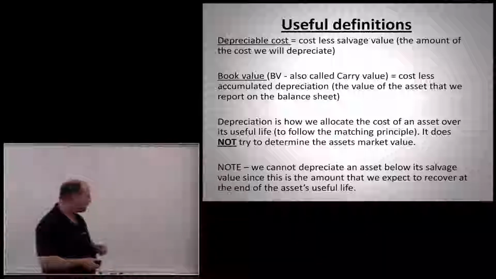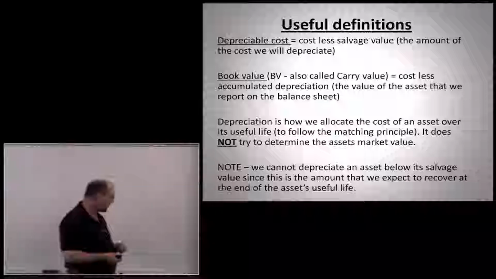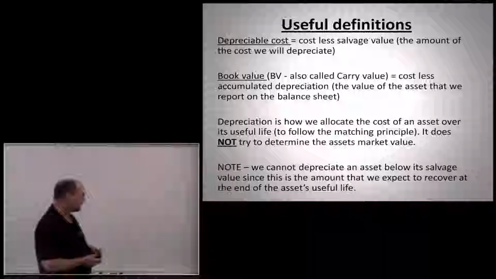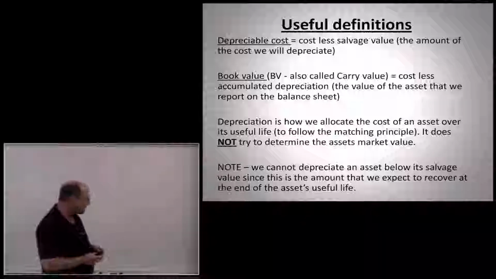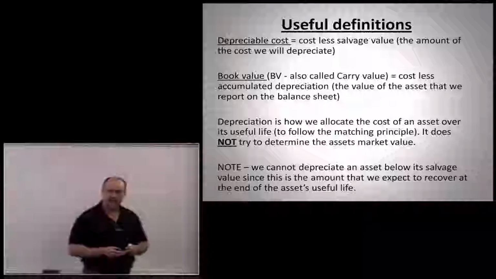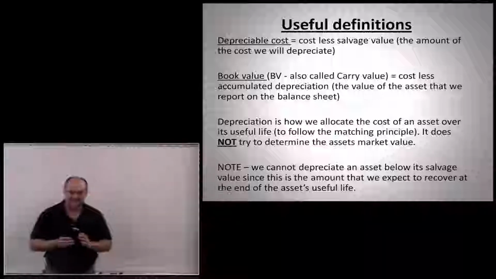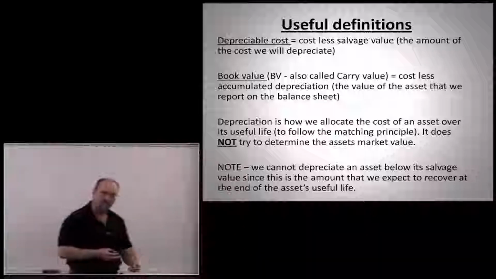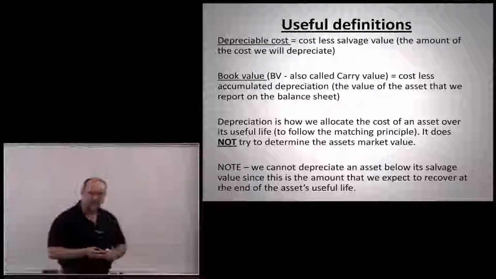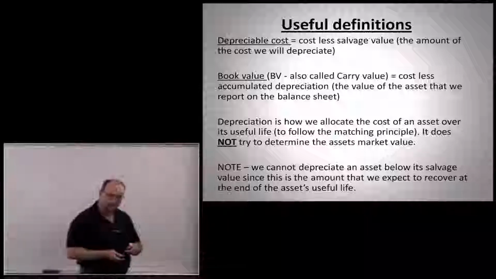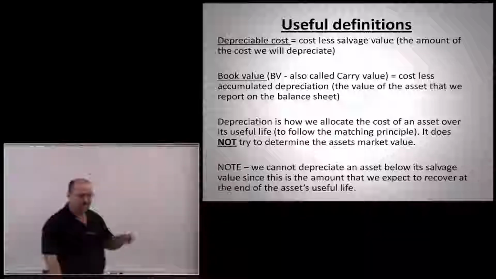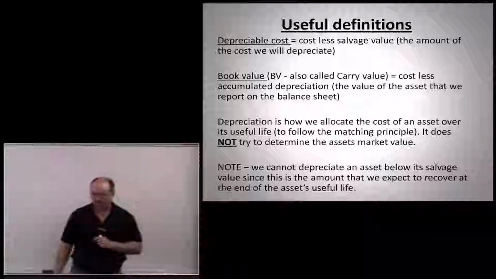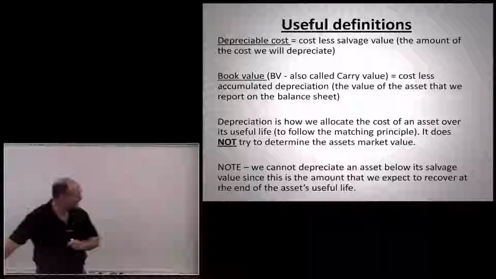Notice, we cannot depreciate an asset below its salvage value, since this is the amount that we expect to recover at the end of the asset's useful life. And that's a hard and fast rule. We cannot depreciate an asset below salvage. So the book value can never go below salvage value. And I'm going to show you an example of what happens if we do it and how we correct that. Okay, so these are useful definitions that you would be wise to commit to memory for exam purposes, if nothing else.